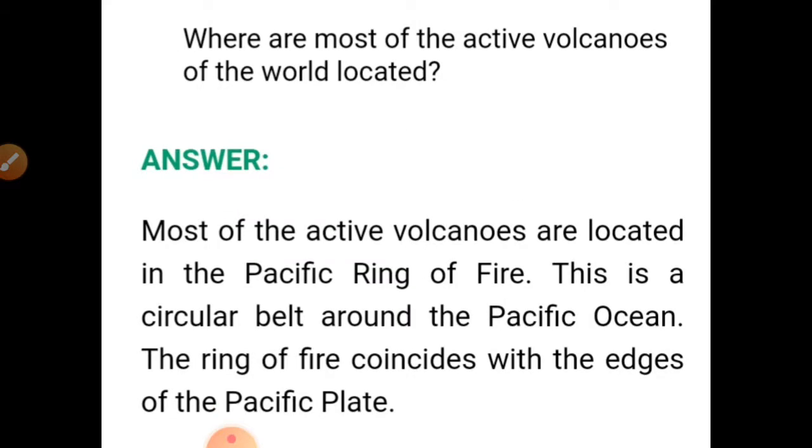And the next question is: where are most of the active volcanoes of the world located? Most of the active volcanoes are located in the Pacific Ring of Fire. This is a circular belt around the Pacific Ocean. The Ring of Fire coincides with the edge of the Pacific plate.